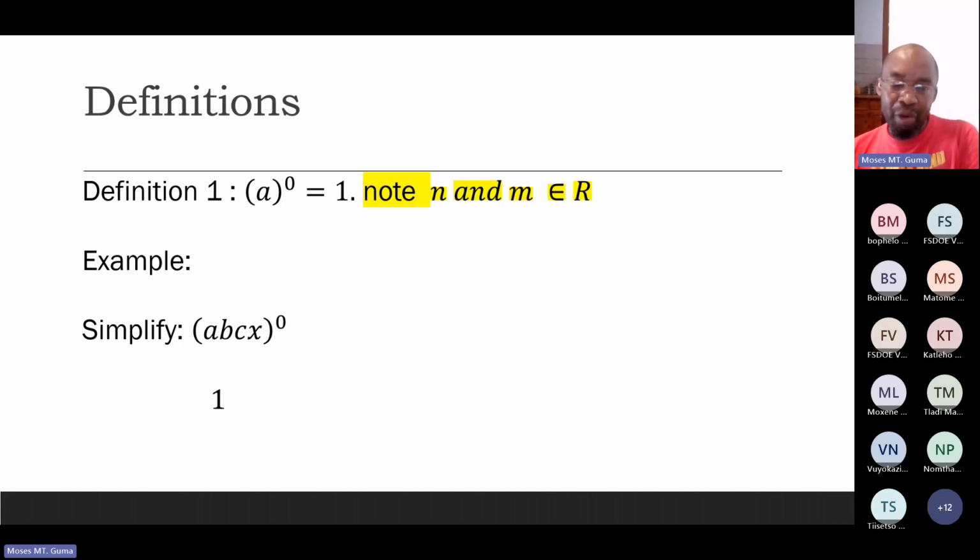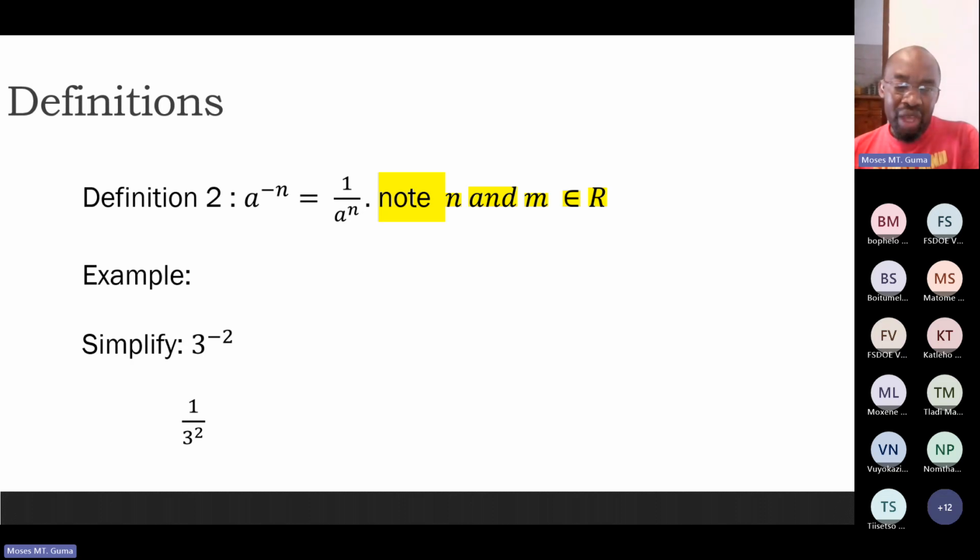Let's take the example. Now, in this example, can you see that base A, base B, base C, base X are all raised to power 0? If you can see that, remember the definition now. Anything to power 0, the answer is just 1. Moving on.